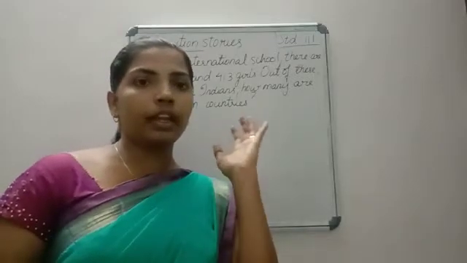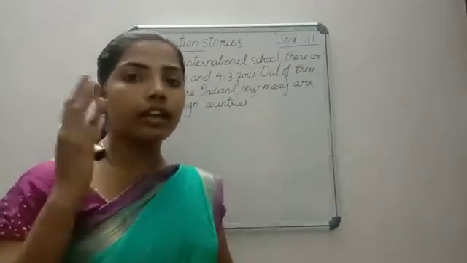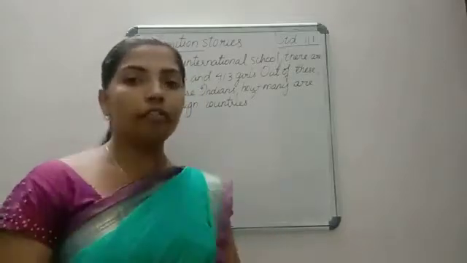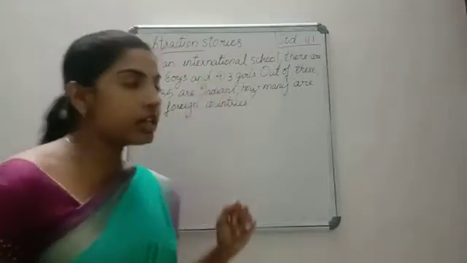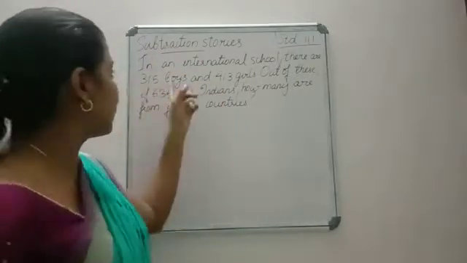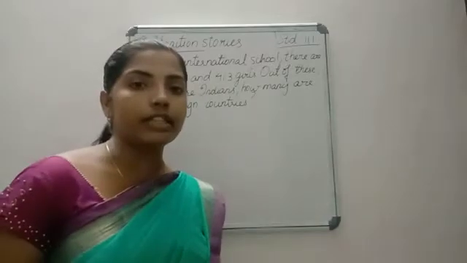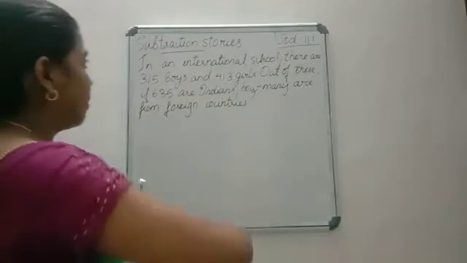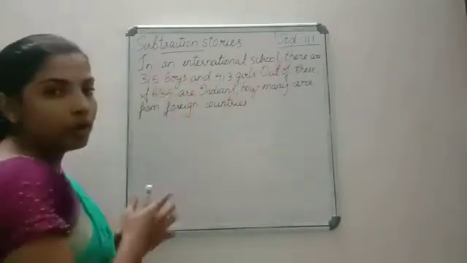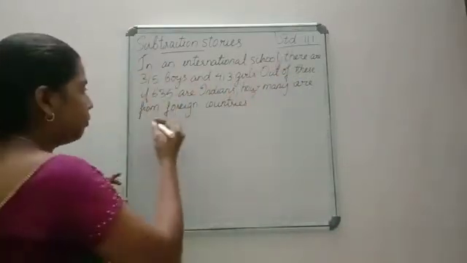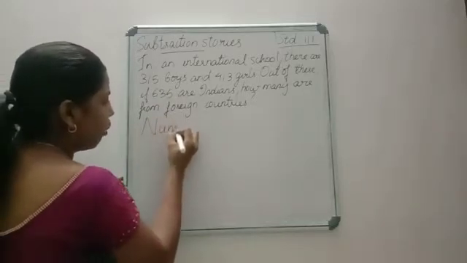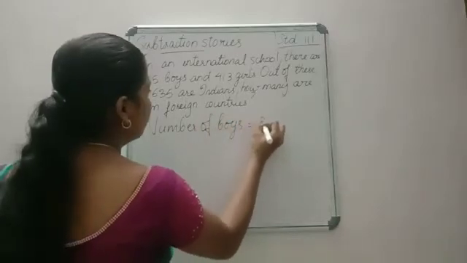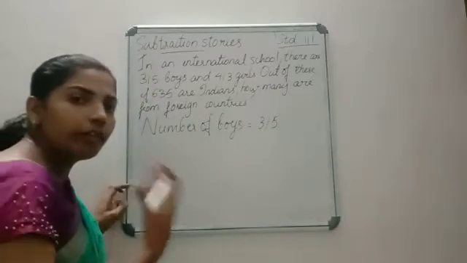Suppose in a class there are 10 girls and 5 boys. So the total number of students in the class is 10 plus 5, 15. In the same way, in an international school, the total number of boys is 315 and the total number of girls is 413. Okay, so let us write the steps first, each step. So the number of boys is 315. So we can write number of boys is equal to 315.